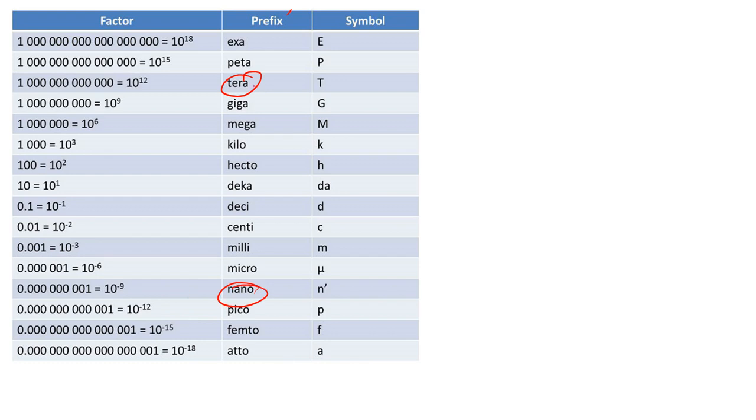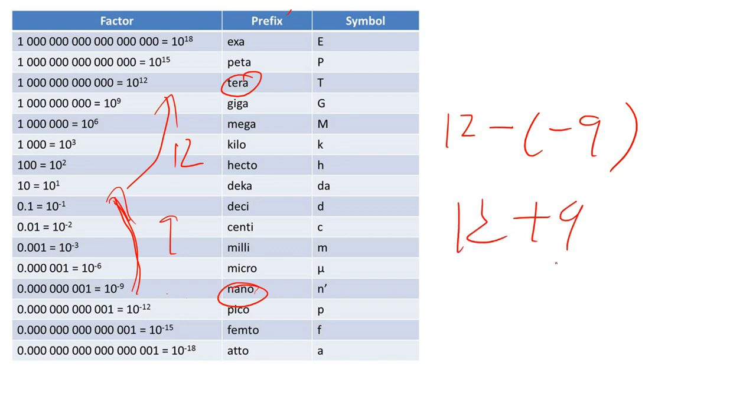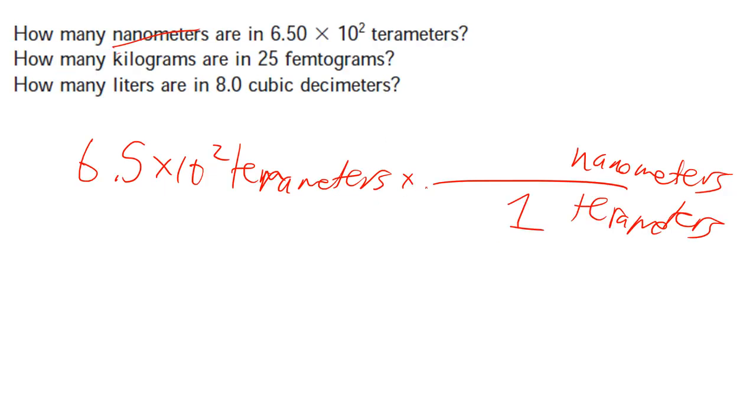Okay, from tera to nano, what's the difference? Well, first you have 9, and then you can think of it as 12 plus 9, which is 21, right? Because from 9 to 0, you would have a difference of 9, and from 0 to 12, you have a difference of 12, okay? You can sort of think of it as 12 minus negative 9. Okay, so that's 12 plus 9. That's equal to 21. So it would be 10 to the 21, okay? And would be a huge number.